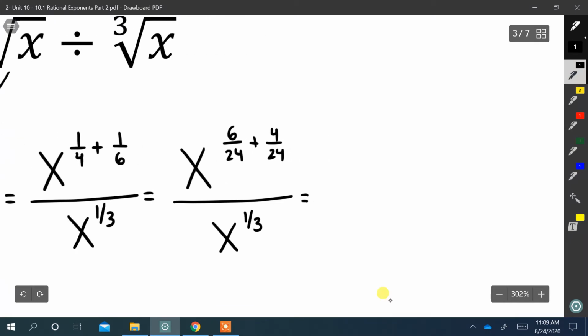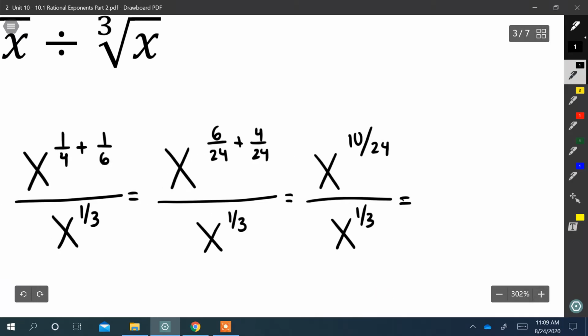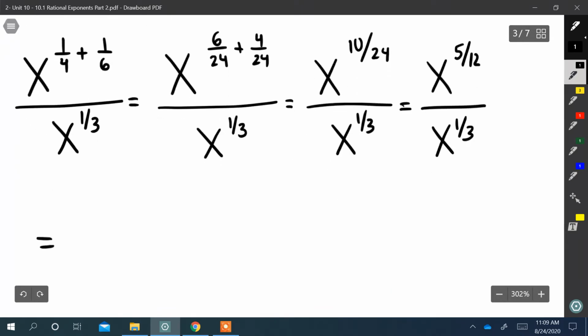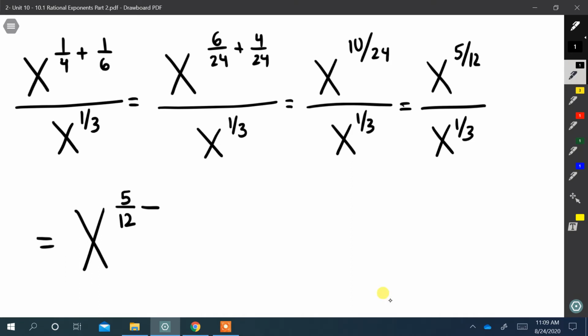All right, so let's add those two, and then we get 10 over 24, which I could simplify by dividing that by 2 as 5 over 12, then x and 1/3. So we're going to continue this way now. Now, remember that I could subtract now. So it's going to be x, it's going to be 5 over 12 minus, because we have division, we have to subtract, 1 over 3.